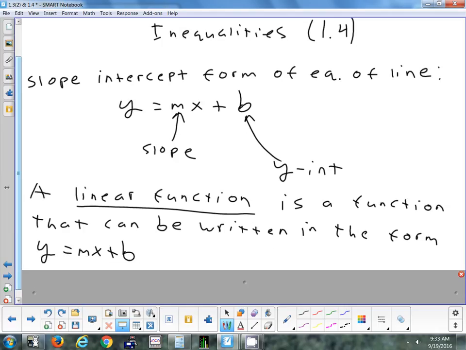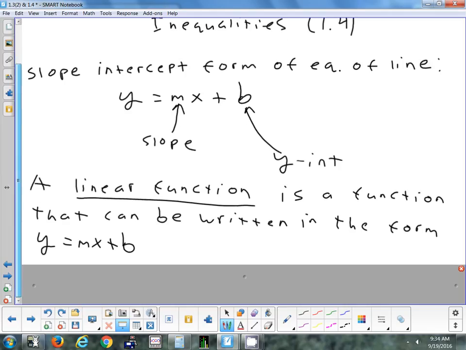So anything that can be written in the form y equals mx plus b is called a linear function. Notice there's no exponents on the x. It's not like it's x squared. If you do that, you get a parabola shape. If it's just y equals mx plus b, it's a linear function.